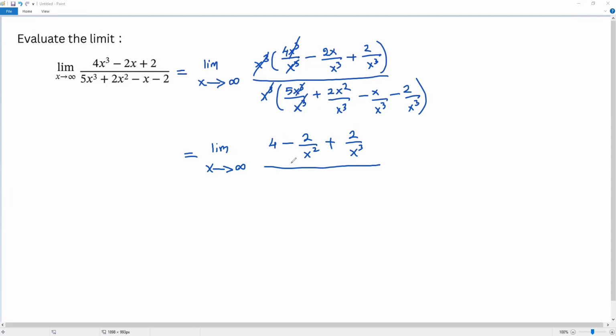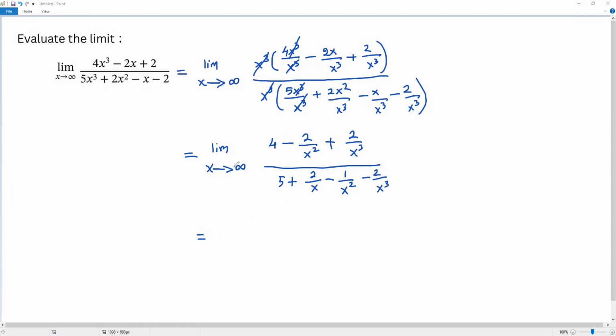Here this x cubed will cancel out. We have 5, positive. When I simplify this one, I am getting 2 divided by x. And when I simplify this one, I am getting 1 divided by x squared. And it cannot be simplified anymore. We have to keep this one as it is.